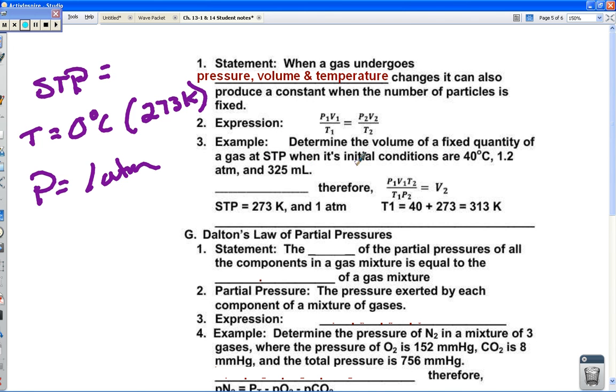Initial conditions are what, Caitlin? How would we label this one? Degrees Celsius would be T1 and P1 and V1 because they are the initial conditions.